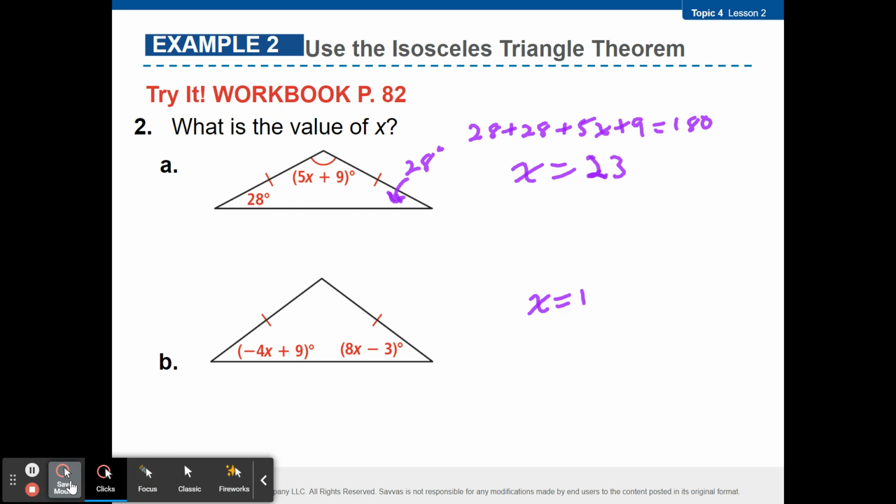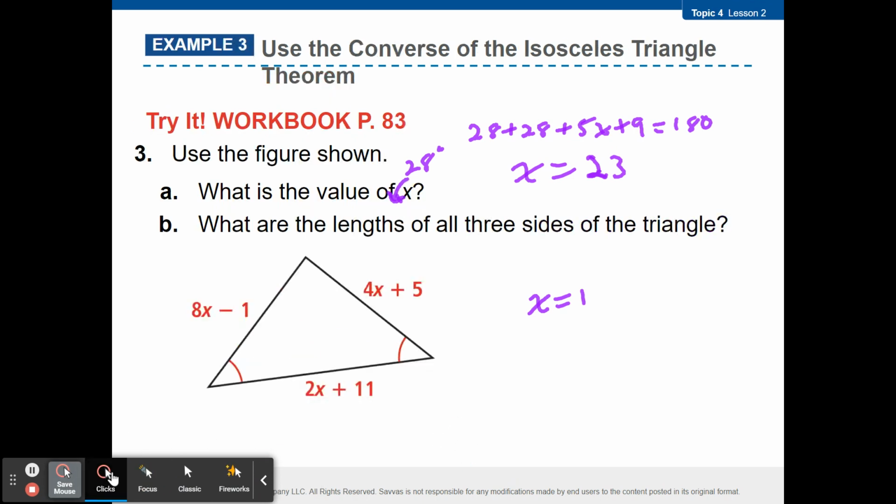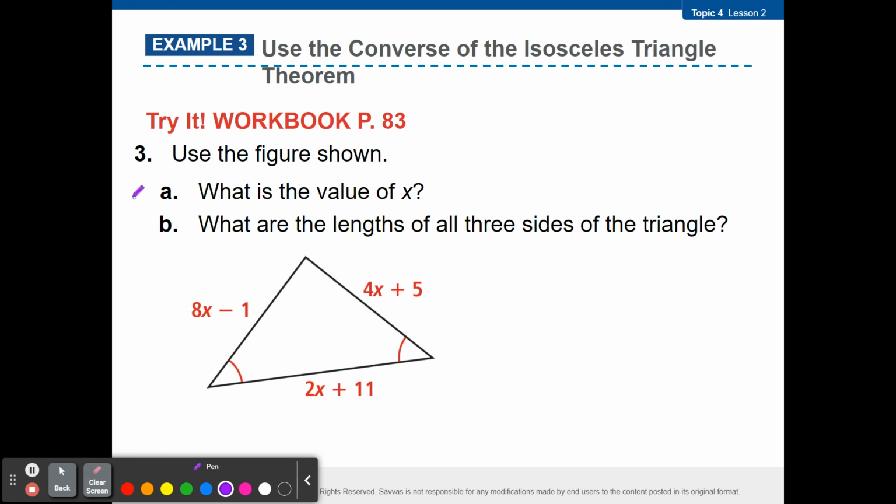All right. Let's clear the screen. Look at part 3. It says, use the figure shown. What is the value of x? What are the lengths of the 3 sides of the triangle? To solve for x, you are going to have to do 8x minus 1 equals 4x plus 5, because using the converse of the isosceles triangle theorem, those sides end up being equal because the 2 angles are congruent. Solve for x, and then solve for the 3 sides.